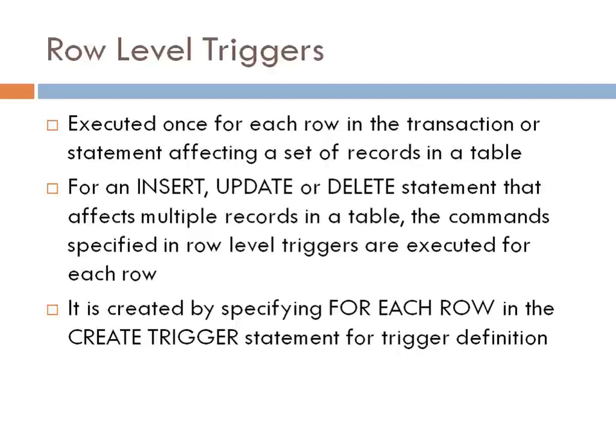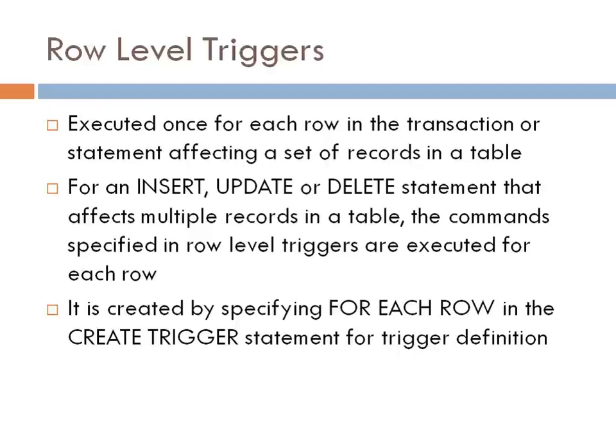The next type of triggers are row level triggers. These are executed for each row in the transaction or statement affecting a set of records. For an insert, update or delete statement that affects multiple records in a table, the commands specified in the row level triggers are executed for each row. So if you are doing an update or delete action on some rows in the table, and you have defined certain activities in the trigger, then those activities will be executed once for every row.